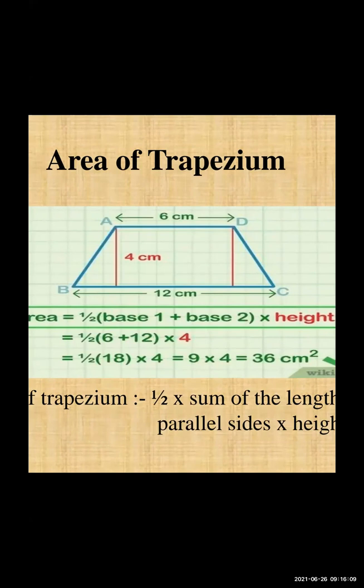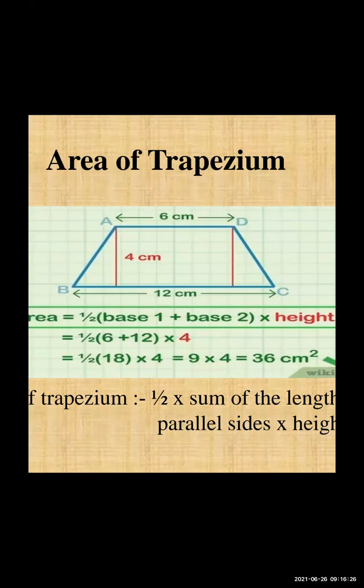So the value of AD is 6 centimeter. The value of BC is 12 centimeter. And the distance between these two parallel lines is 4 centimeter. It is given to us. Okay, so what do we need? We need the sum of lengths of parallel sides.